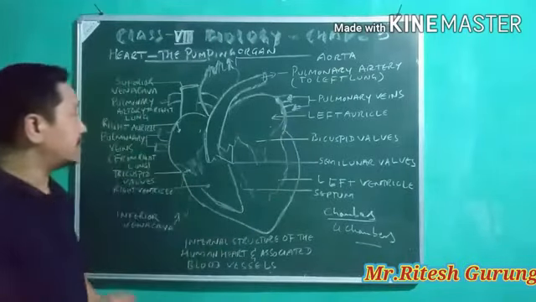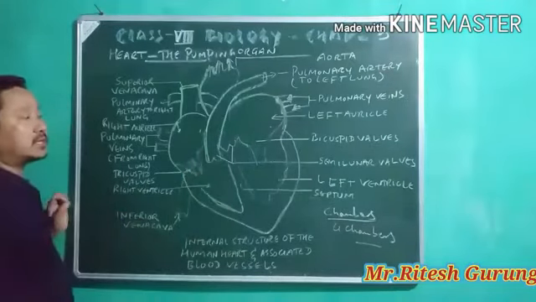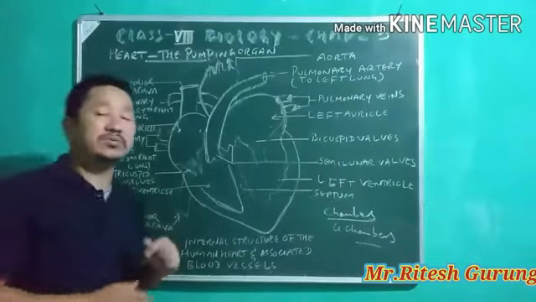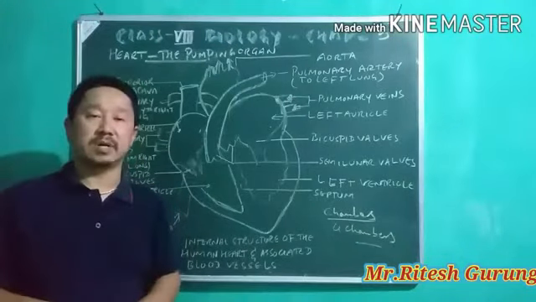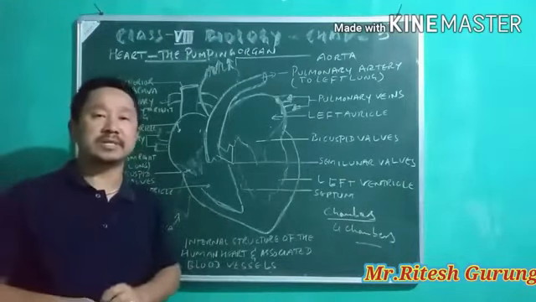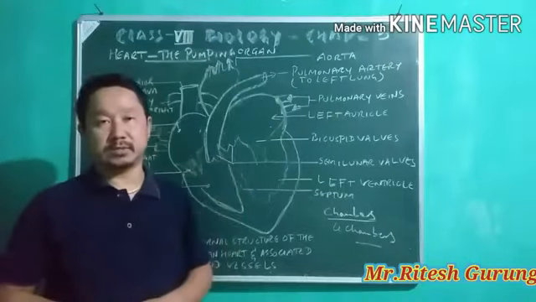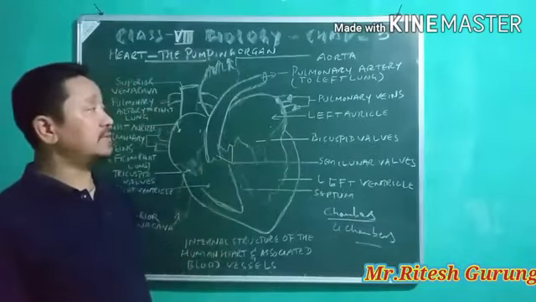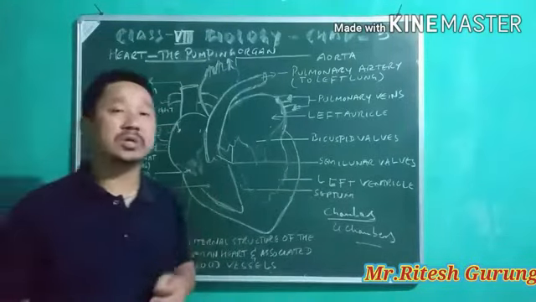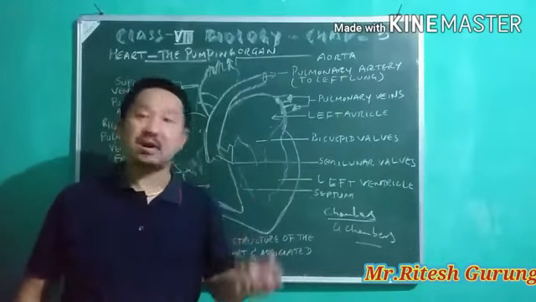Please remember one thing here. This right side of the heart is the one which deals with the impure blood. Impure blood means deoxygenated blood. Deoxygenated blood means the blood which contains more carbon dioxide, which is rich in carbon dioxide. And the other side, your left side, is the one which deals with the pure blood or oxygenated blood, blood which is rich in oxygen.